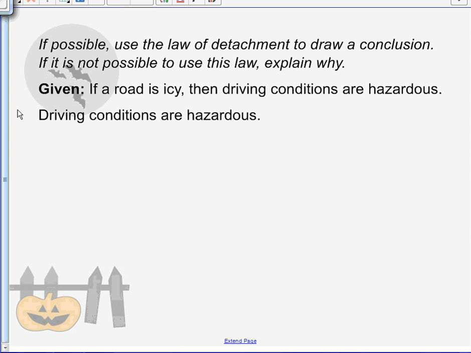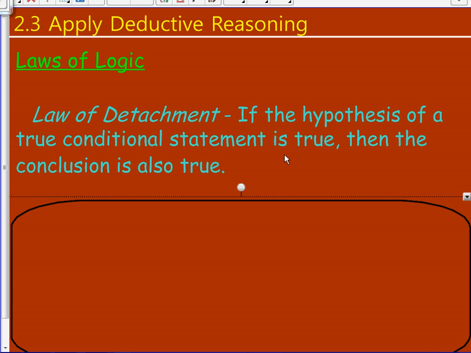All right, so the law of detachment basically just has to prove the hypothesis of a conditional statement true and make sure that the conclusion then will also be true. So if the hypothesis is not true or cannot be proven, then the conclusion is false.